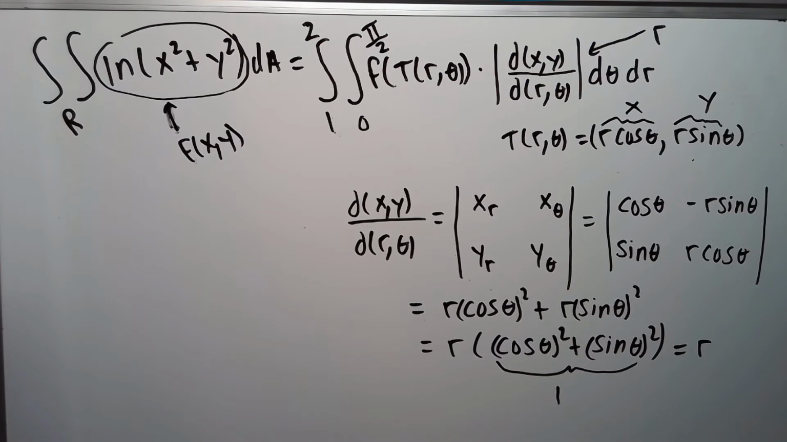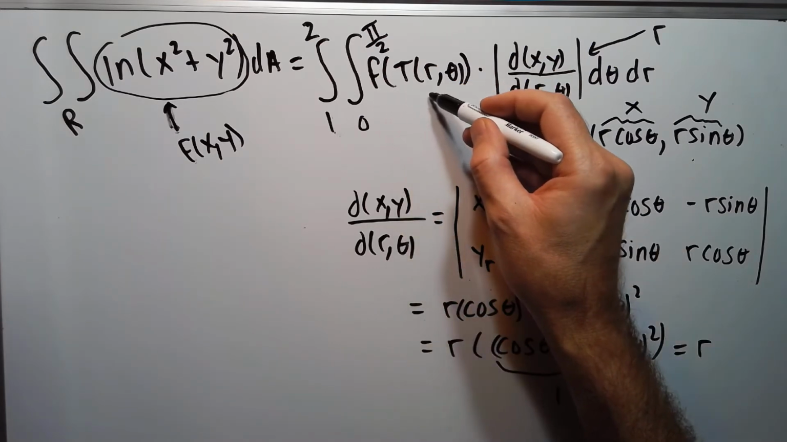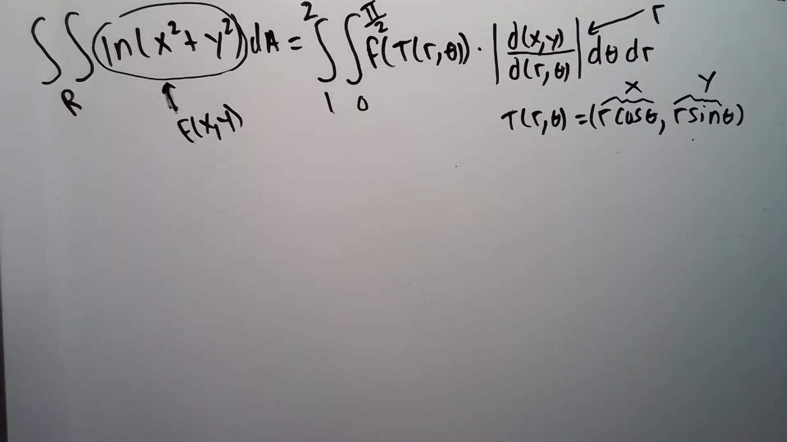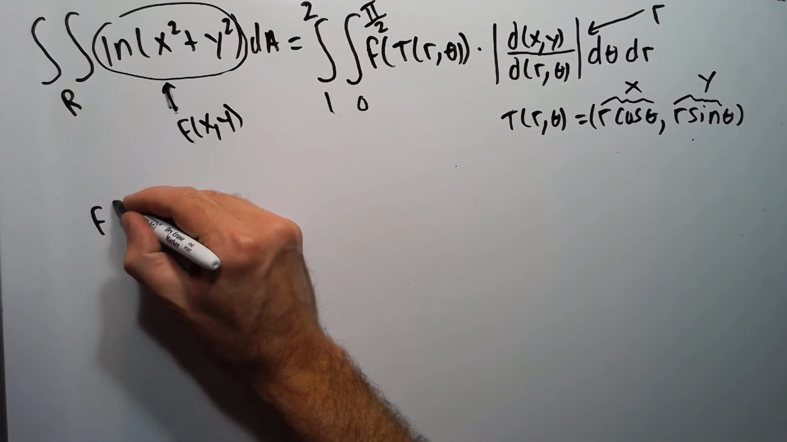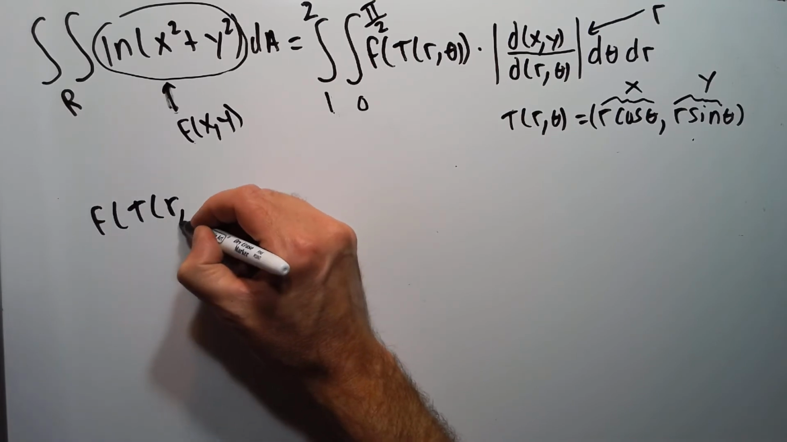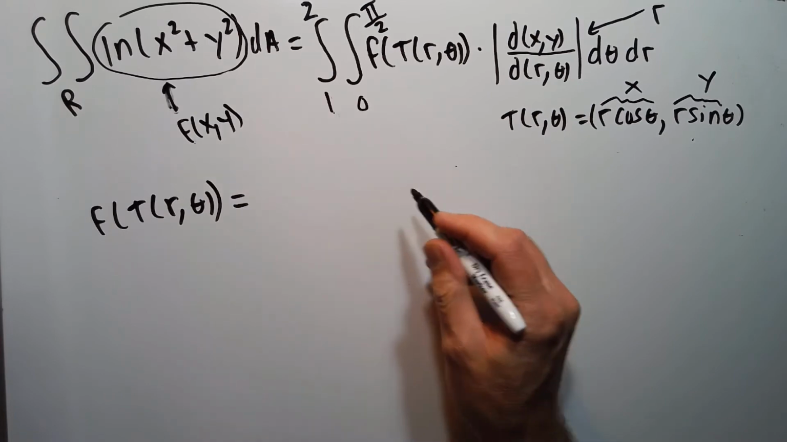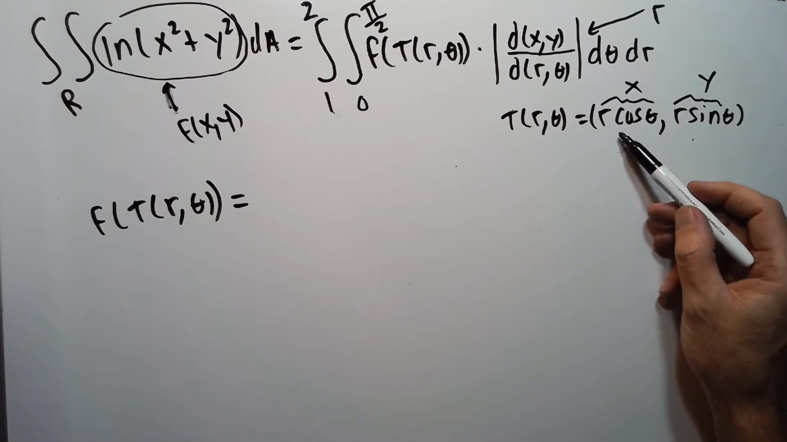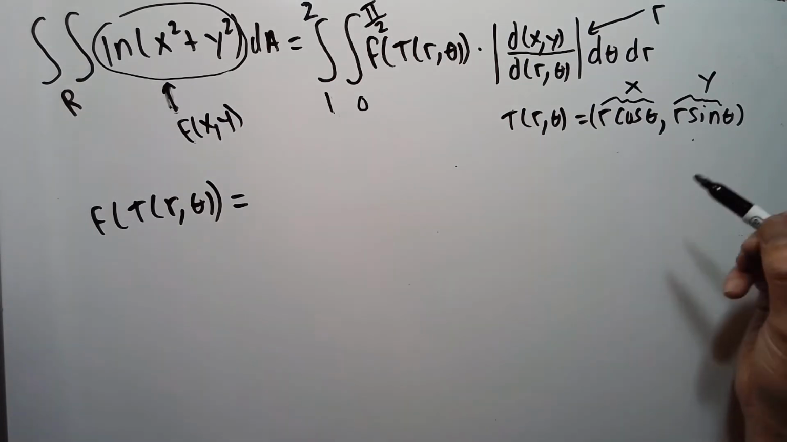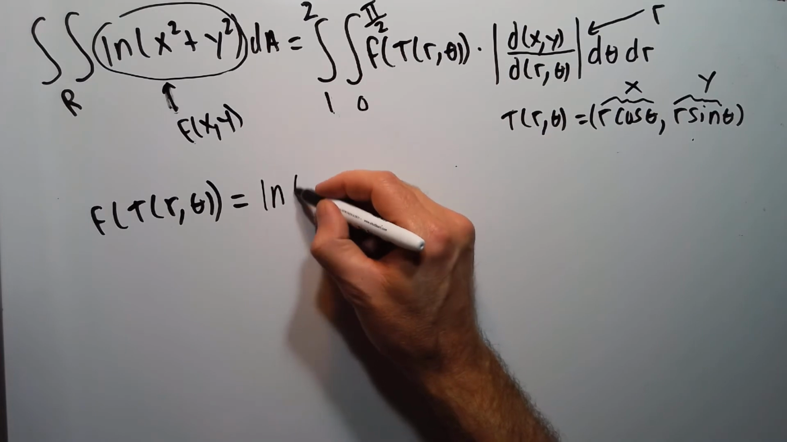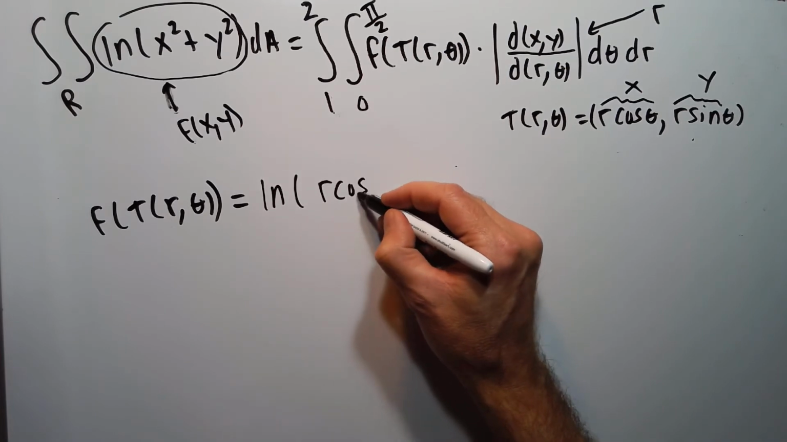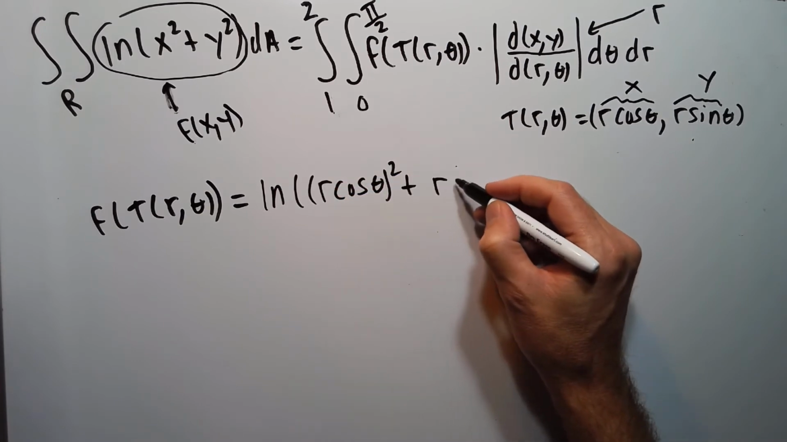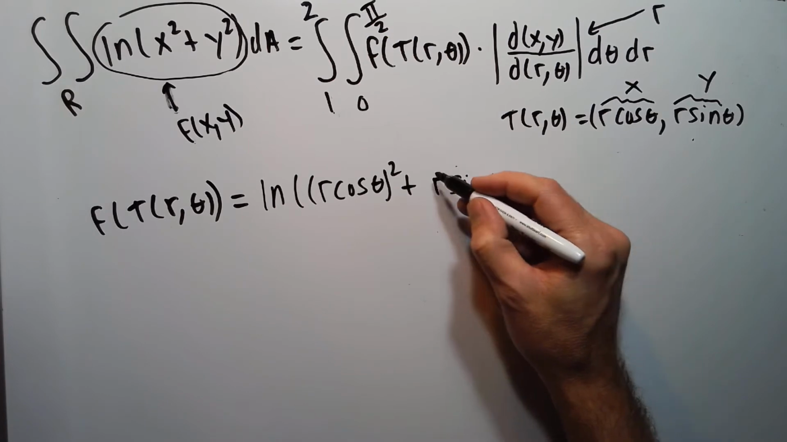So going back up here now, this guy, the Jacobian, is r. Okay, so let me erase this Jacobian now, and then we'll figure out f of r theta. Well, here's my f function right here. It's ln of x squared plus y squared. So in place of x, I'm going to put r cosine. In place of y, I'm going to put r sine. It's going to be ln of r cosine, the whole thing squared, plus r sine, the whole thing squared.